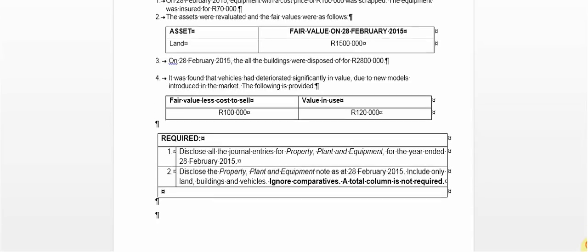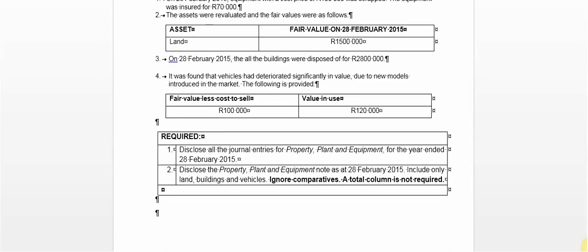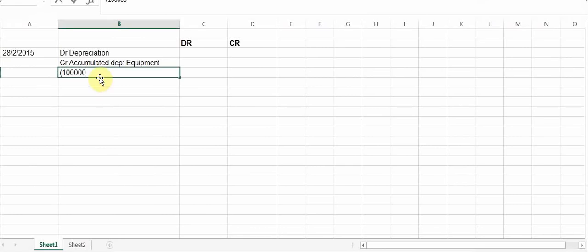The required part says that you need to disclose the property, plant and equipment journals for 28 February 2015. And then in note number 2, you need to do the PPE note on 28 February. You should only include land, buildings, and vehicles. Very important. You can ignore comparatives in terms of IAS 1, and then the total column is not required. So you do not need to add up all your totals horizontally. This is very important information because you don't want to waste time on things that you will not get any marks for. So I've opened a spreadsheet, and I want us to look at the calculations.